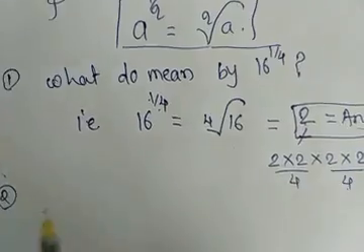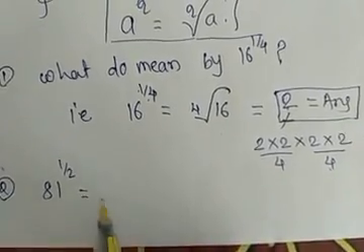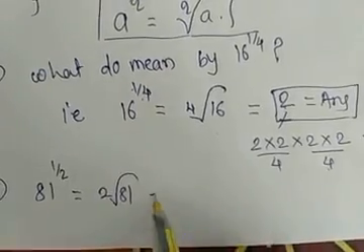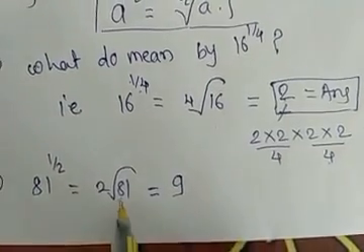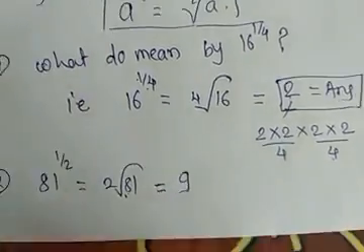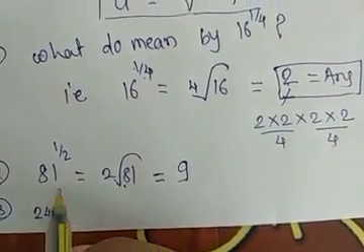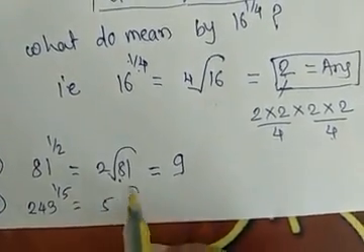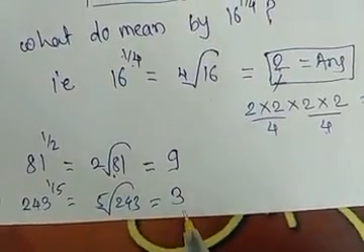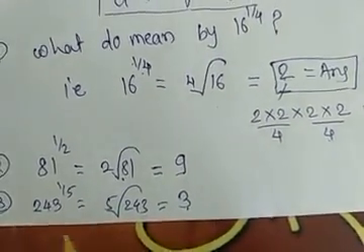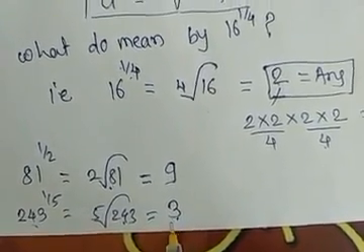Next example, if we solve 81 raised to 1 half, 81 raised to 1 half means the square root of 81, which is equal to 9, because if we multiply 9 two times we get 81, so its answer is 9. If we consider 243 raised to 1 upon 5, which is the 5th root of 243, which is equal to 3. Okay, if we multiply 3 five times we get 243, so the 5th root of 243 is equal to 3.